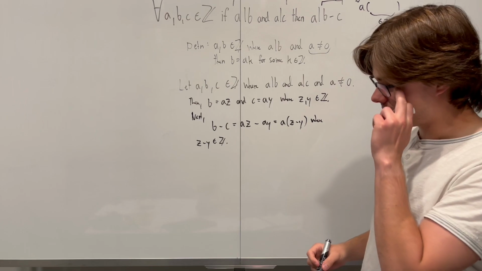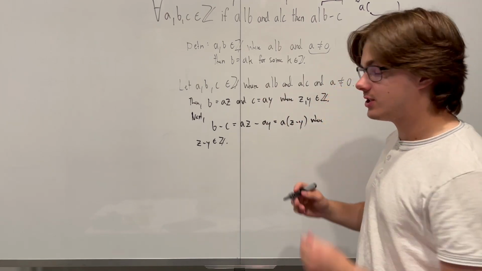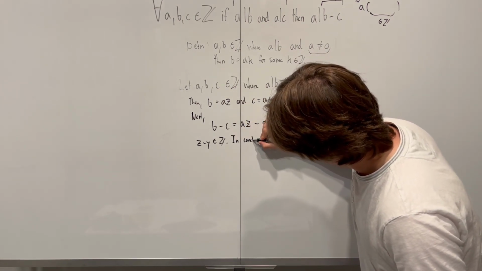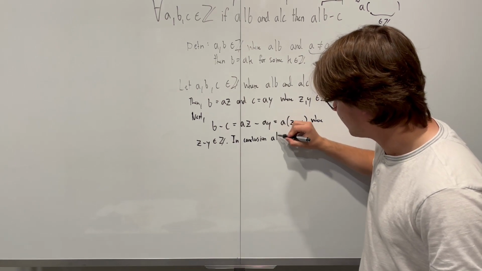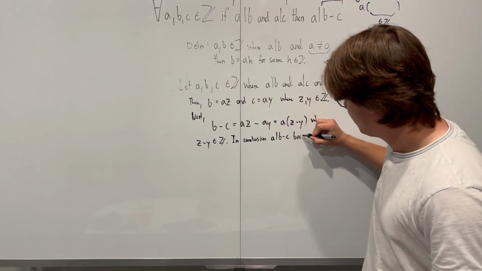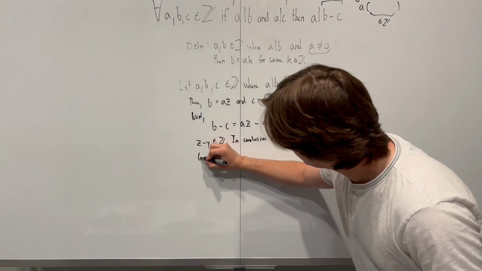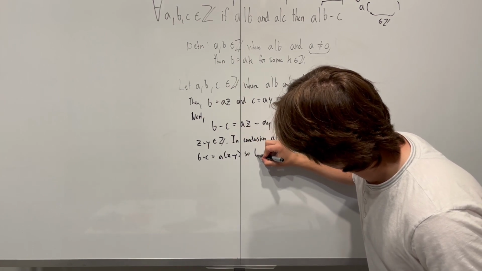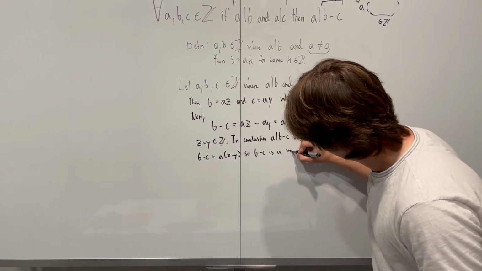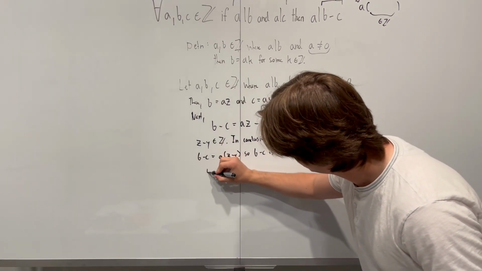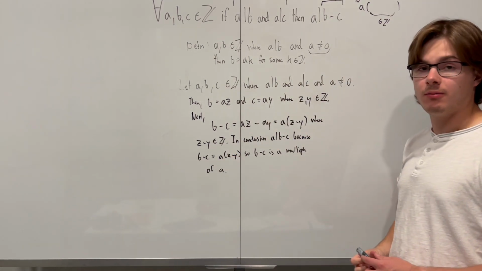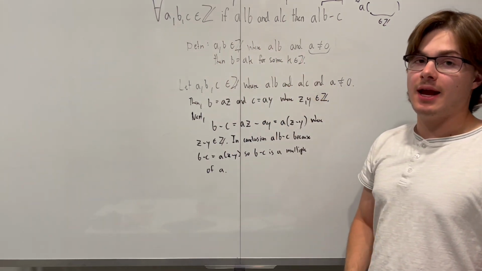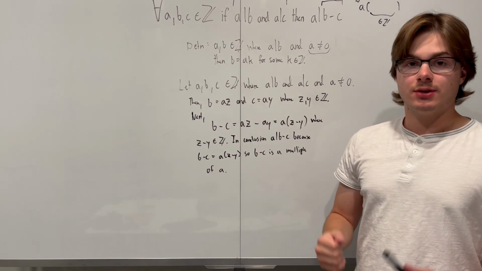Now you can definitely just conclude that a divides b minus c, but I want to be really, really explicit why. So we're going to say in conclusion, a divides b minus c because b minus c is equal to a times z minus y. So b minus c is a multiple of a. There we go. We've now proven that it is in fact true that for all integers a, b, and c, if a divides b and a divides c, then a divides the difference between b and c.